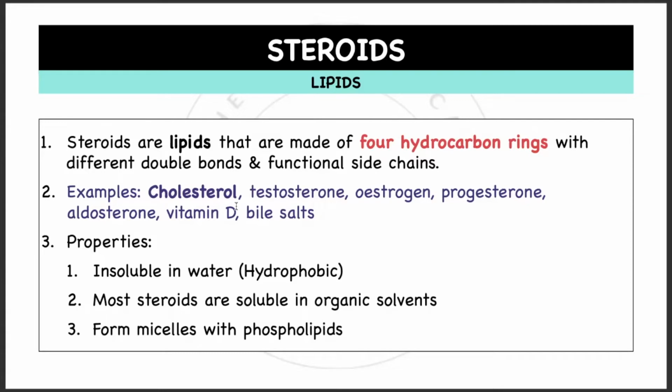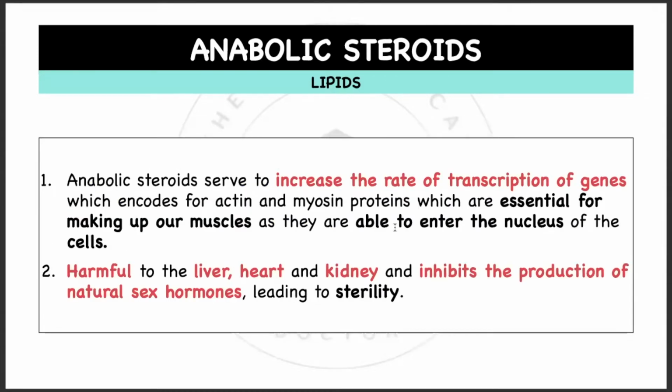It is the precursor, meaning it is essential in the formation of steroid hormones such as testosterone and estrogen. So before testosterone and estrogen are actually formed, you need the cholesterol. Now I'll talk a little bit about anabolic steroids. Anabolic steroids serve to increase the rate of transcription of genes which encode for actin and myosin proteins, which are essential for making up our muscles as they are able to enter the nucleus of the cells.